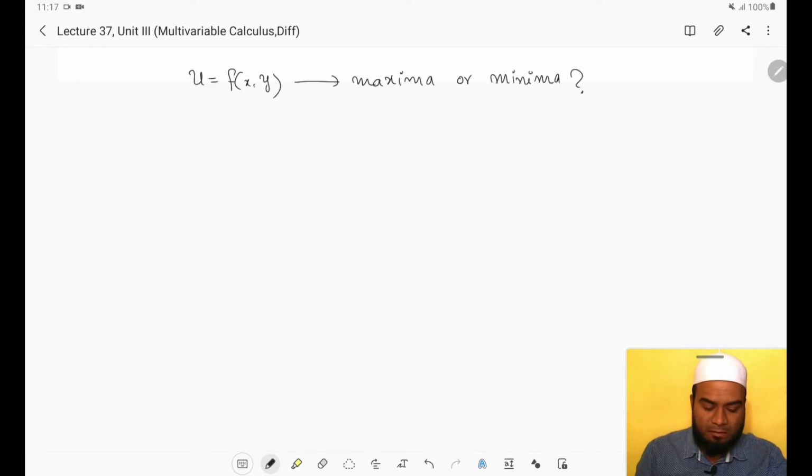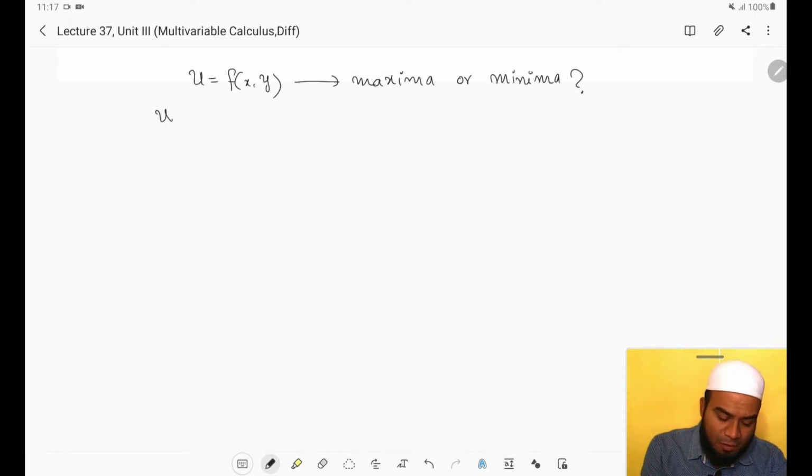So according to the procedure, we try to find the stationary points for this function f of x comma y. Stationary points are nothing but the points at which the function may be having a maximum or minimum, right? After getting the stationary points, at each point we try to find whether that function is having maximum or minimum at that point, right? If it is not having, then the point is said to be saddle point. If it is having, then we'll get that maximum value, right? So for that, a standard procedure is there that we follow for a given function of two variables u.